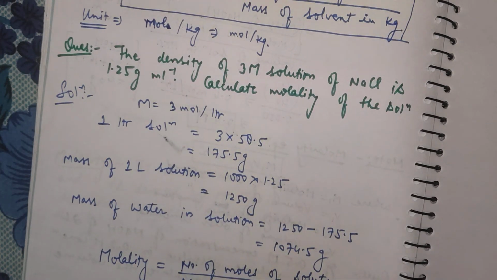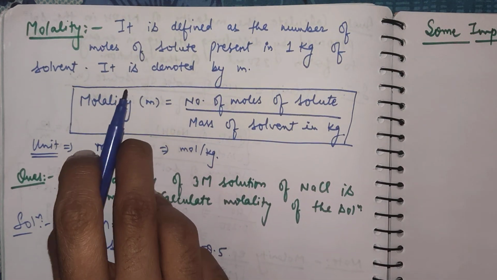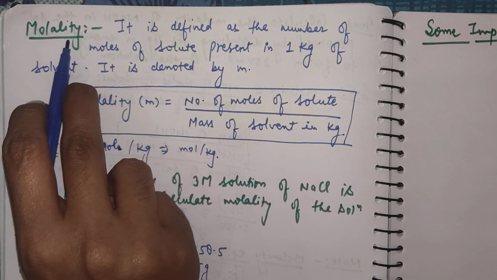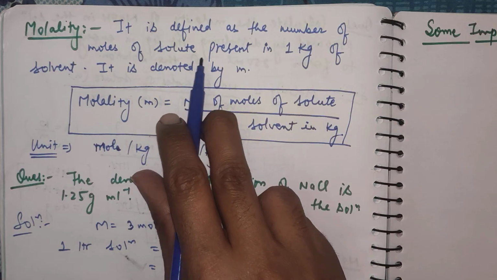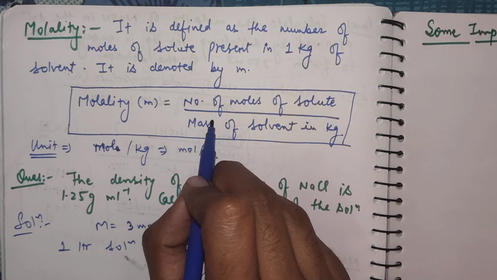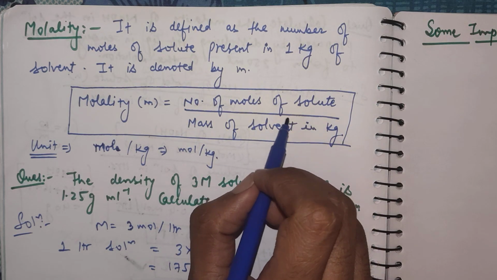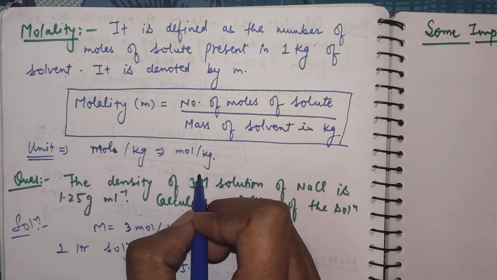Now come to the next problem, that is molality. Yes, you have heard correctly, that is molality, not molarity. Molality is another concentration term. It is defined as the number of moles of solute present in 1 kg mass of solvent. One difference here is that it is not a volume, here mass will come, mass of solvent in kg in molality. Its unit is mole per kg.